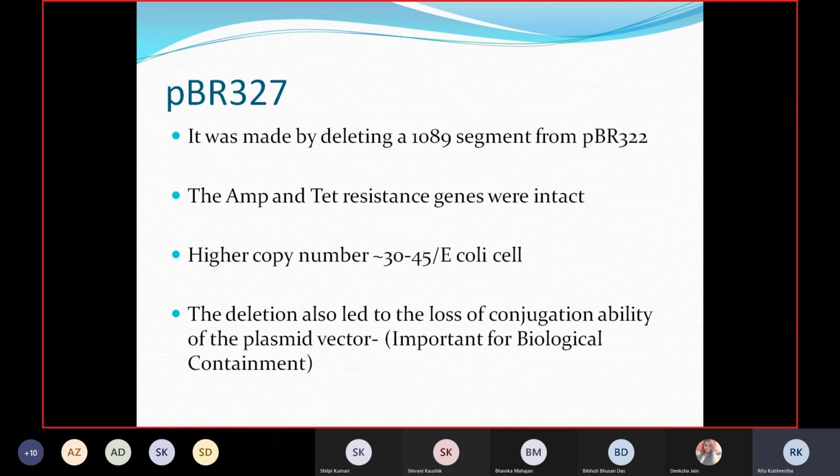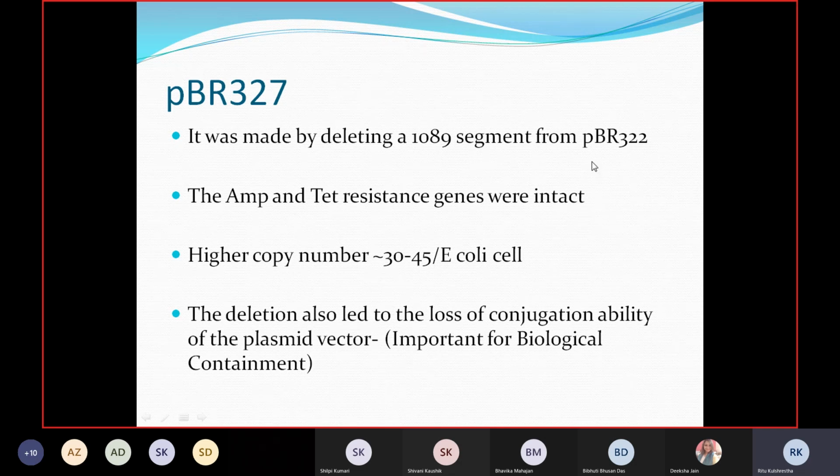Then further improvements were made with respect to pBR322. They realized that you want to make your vector comparatively small in size for the reason of having a larger insert. So they identified a region of around 1000 base pair which was probably not required for pBR322 to function as a plasmid vector, because the ampicillin and tetracycline genes were intact, the ORI was intact, and many other segments which are important for it to function as a vector were intact. So this region was deleted.